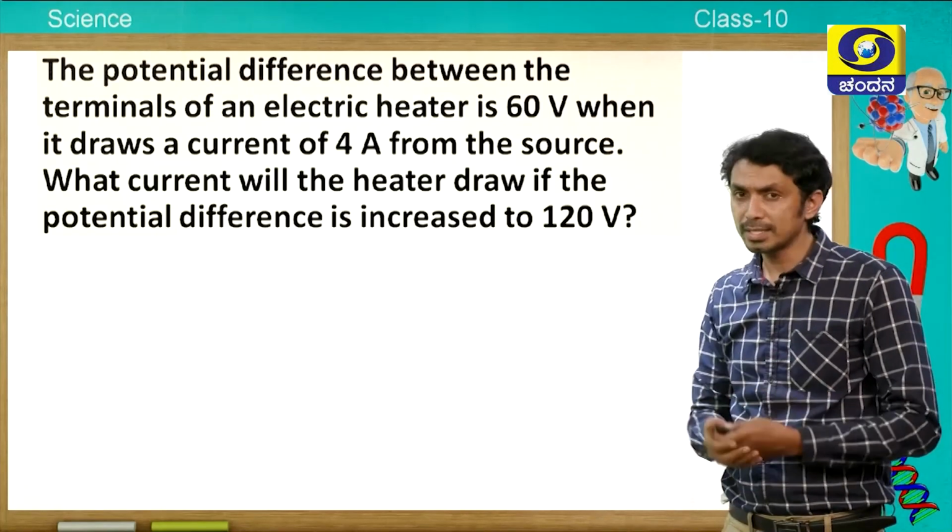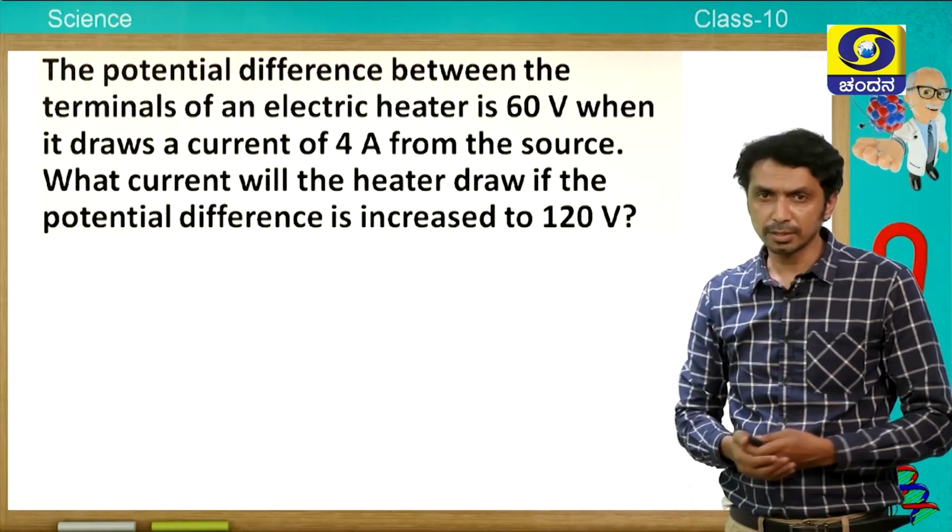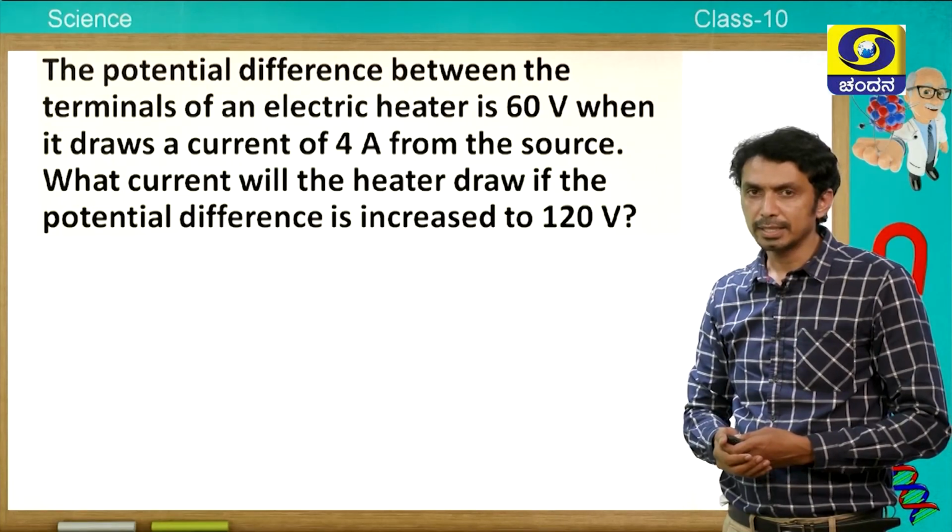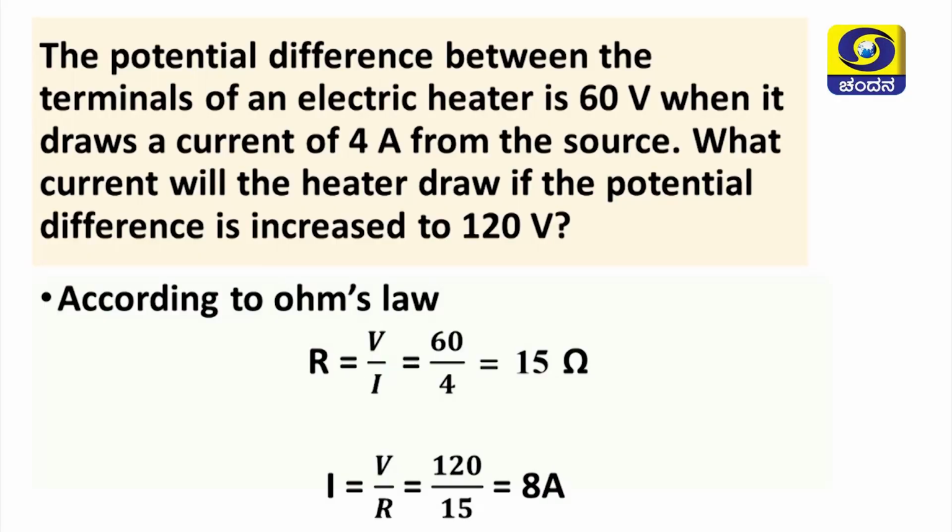So, what is the resistance? Can you calculate? Yes, you are right. According to Ohm's law, R is equal to V by I, and the value of V is 60, the value of I is 4. So, we get the value of resistance as 15 ohm.